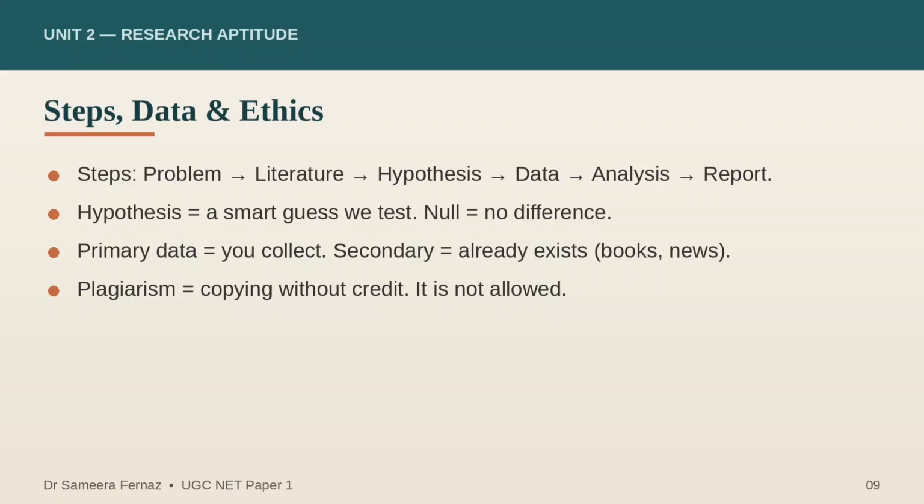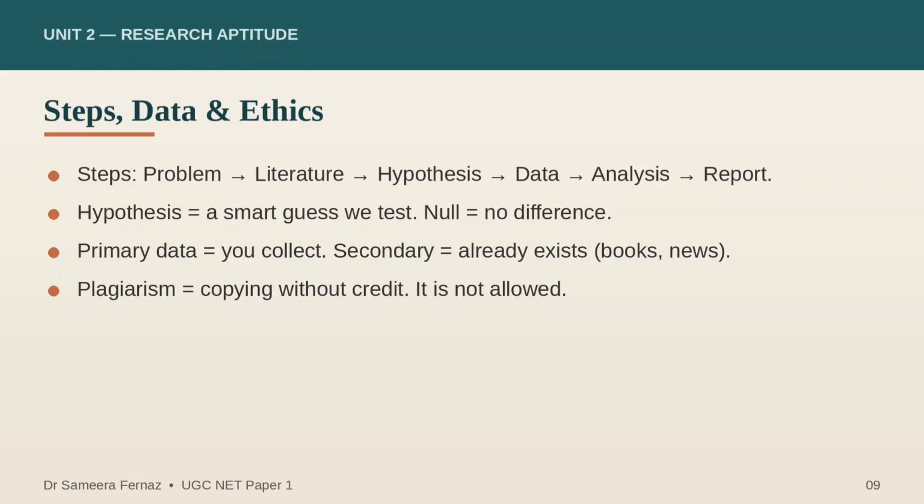Primary data is fresh data that you collect yourself, like a survey or an interview. Secondary data is old data collected by someone else, like books, reports and websites. A common question asked in newspaper is which type of data? The answer is secondary data.